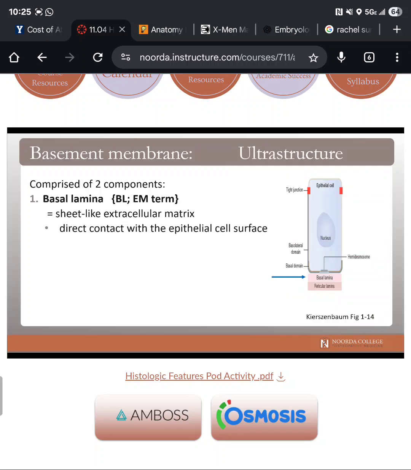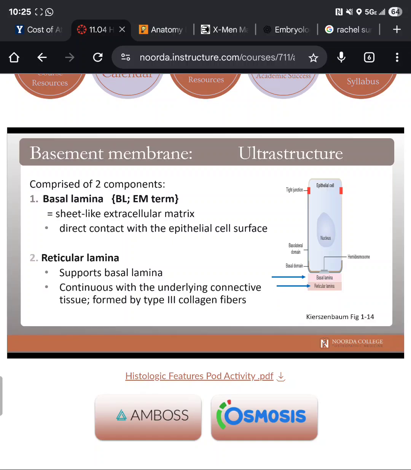The basement membrane is comprised of two components: the basal lamina, which is your extracellular matrix that has direct contact with the basal aspect of the epithelial cell, and then you also have your reticular lamina, which supports the overlying basal lamina, as well as is a structure that's continuous with the underlying connective tissue. It's comprised of type 3 collagen fibers.